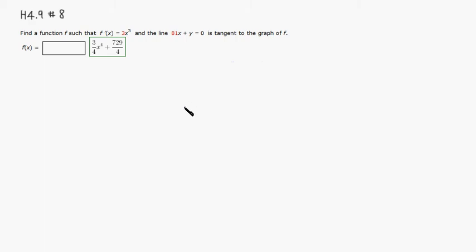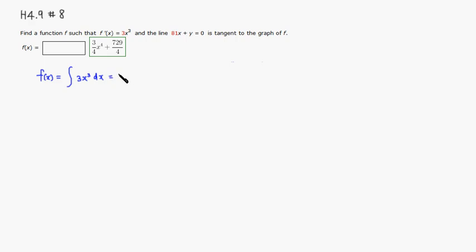Okay, let's look at homework 4.9, number 8. We want to find the original function f of x, knowing that the derivative is 3x cubed. So we can find the original function f of x by taking the antiderivative of 3x cubed. So we do that.